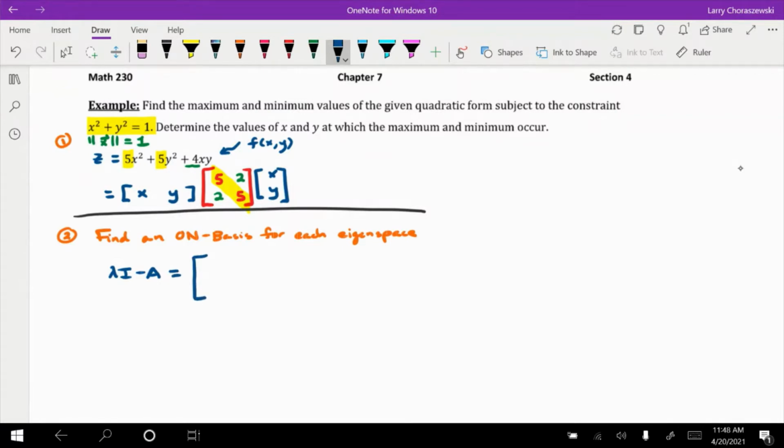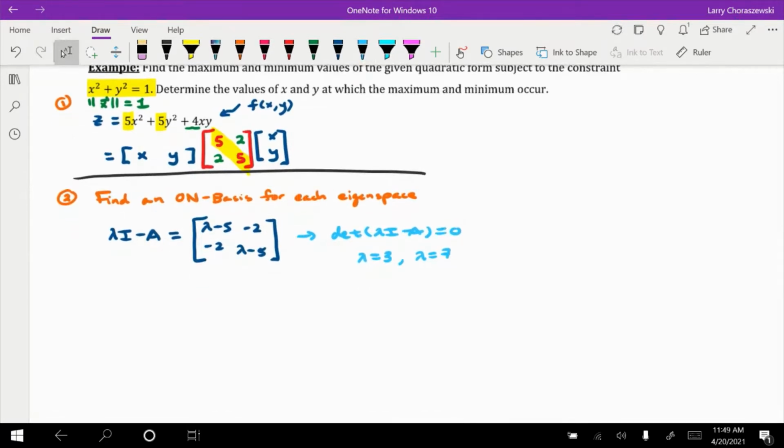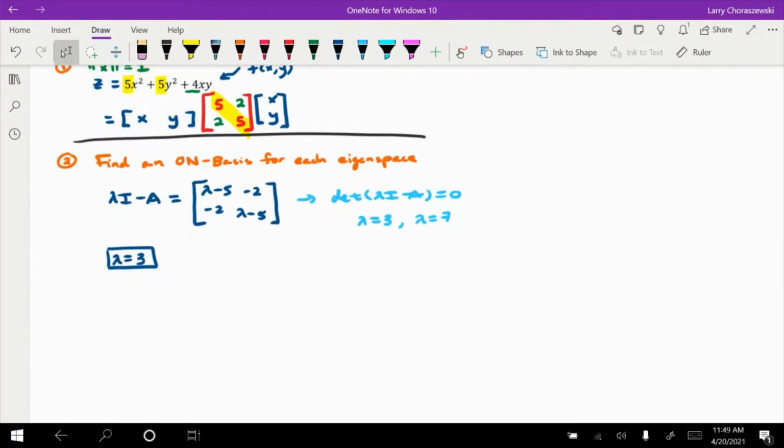Lambda I minus A will look like lambda minus 5 along the main diagonal, negative 2's off the main diagonal, and when you form the characteristic equation det lambda I minus A equals 0, you end up getting the eigenvalues lambda equals 3 and lambda equals 7. Let's start with lambda equals 3. And what we're starting here is the calculation of an orthonormal basis.